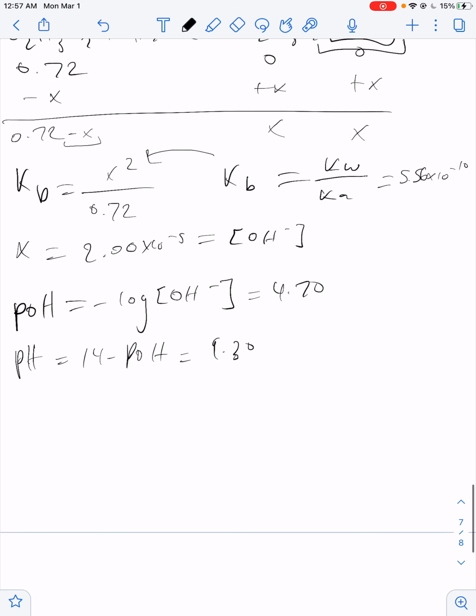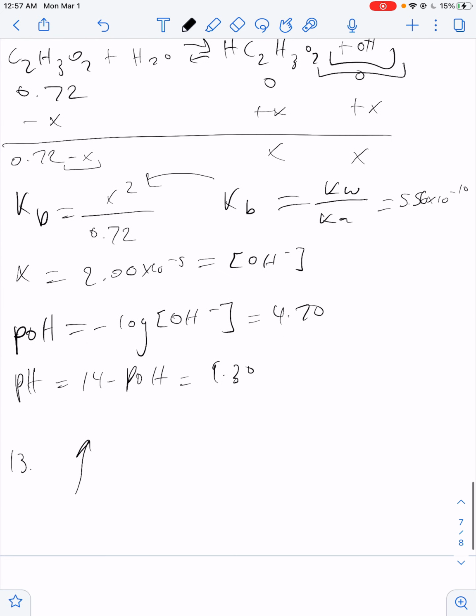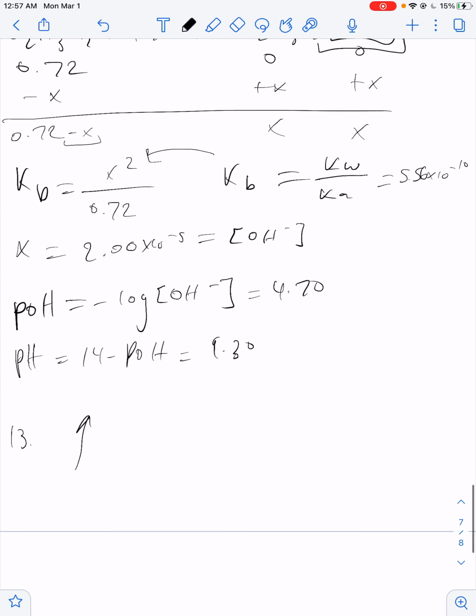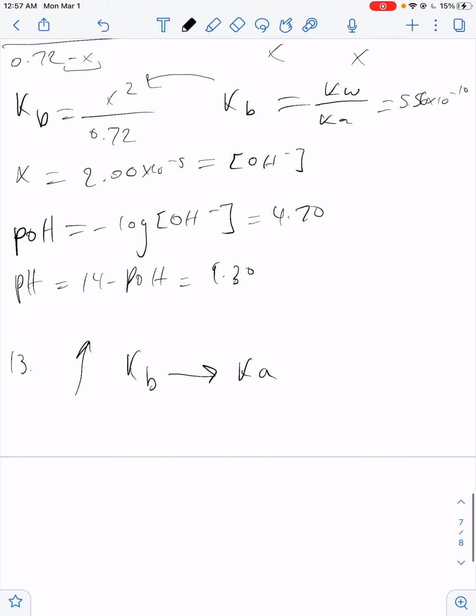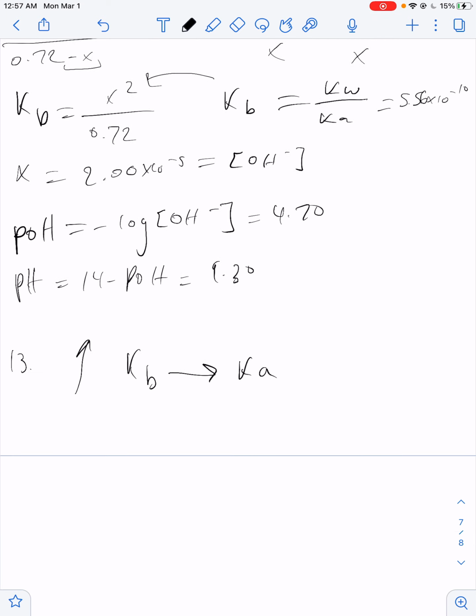The next equation, number 13, is the exact same as this one, except it gives you KB, and you need to turn that into KA, so we're going to do KA equals KW over KB. Remember, KW is always equal to 10 to the negative 14.